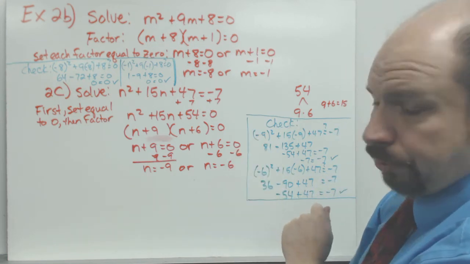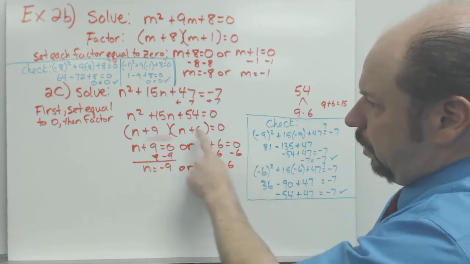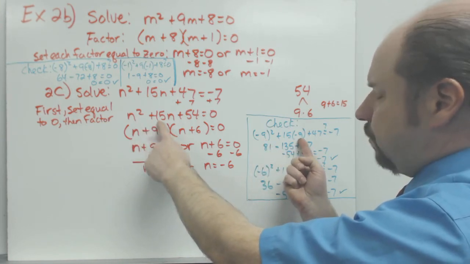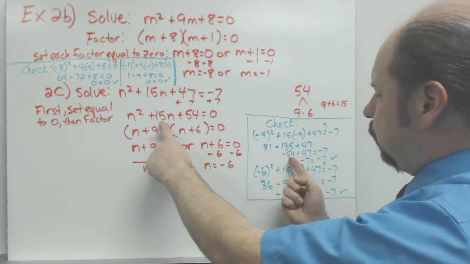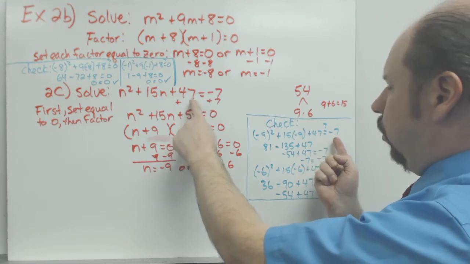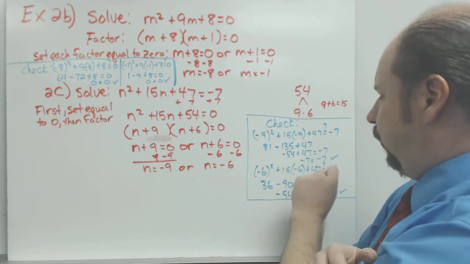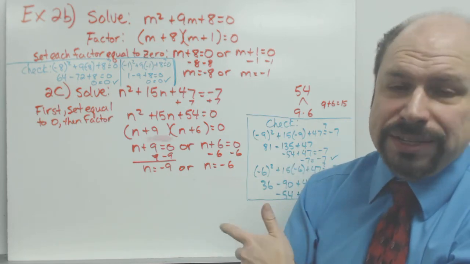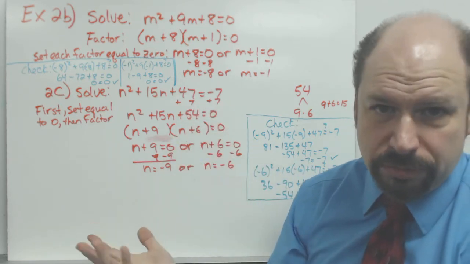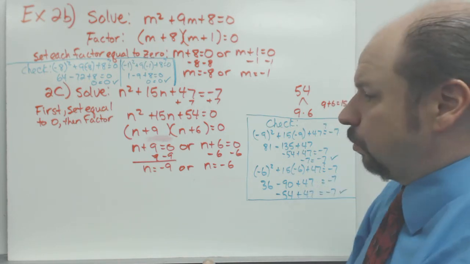Okay, and again, I'm just going to go through the first check, but you can certainly check both of them. If we put in negative 9 for n, negative 9 squared is 81, plus 15 times negative 9. Well, 15 times negative 9 is negative 135. And then plus 47 up here should equal negative 7. Okay, so 81 minus 135 is negative 54. Negative 54 plus 47 is negative 7. So we do end up with negative 7 equals negative 7, and it's good. It did work in the original equation, so we know that we found the correct answer once again.